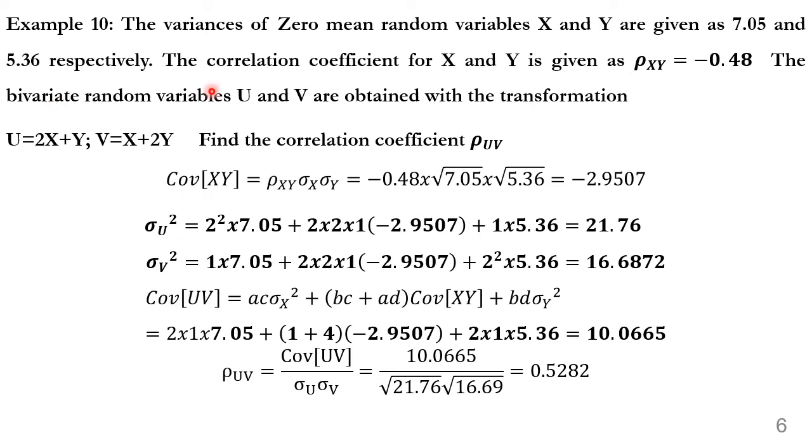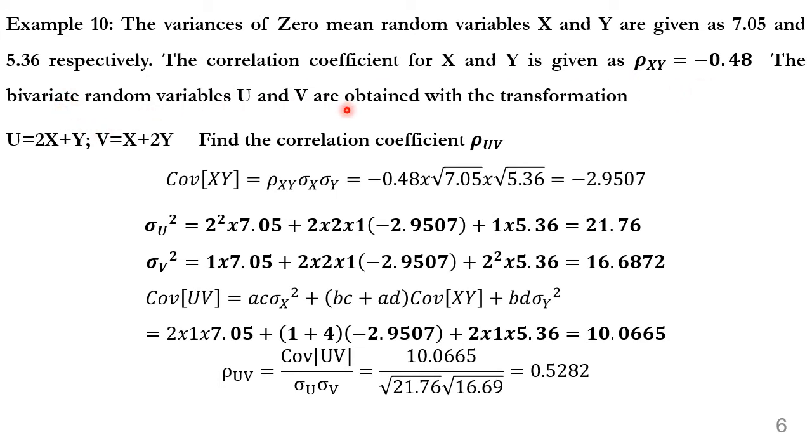Let us solve some problems. The variance of zero mean random variables x and y, which means mu x is equal to 0 and mu y is equal to 0, are given as 7.05 and 5.36 respectively. That is, sigma x square is equal to 7.05, sigma y square is equal to 5.36. The correlation coefficient for x and y is given as rho xy is equal to minus 0.48.